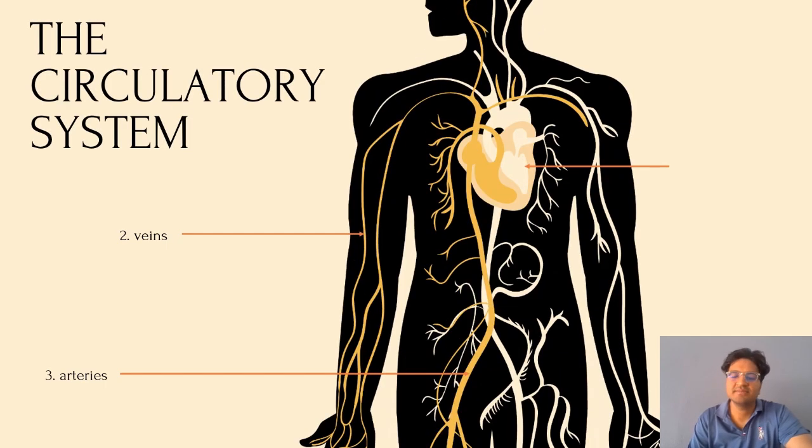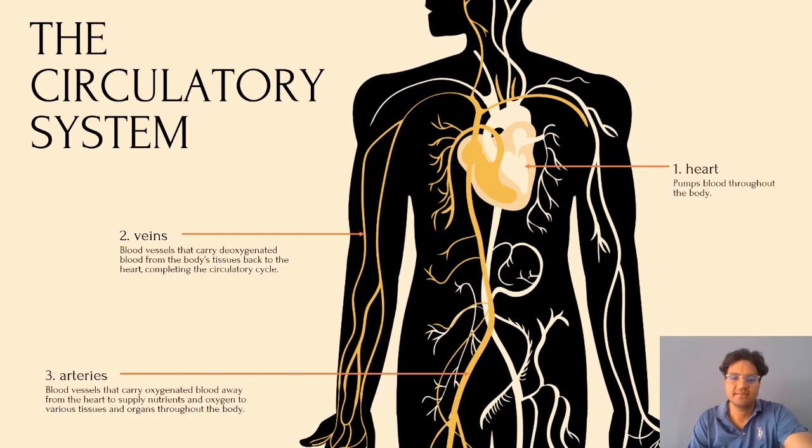In the circulatory system, as you see here, for example, we have the heart, which pumps purified blood over our whole body. Second, we have veins, which carry deoxygenated blood back to the heart. And arteries carry oxygenated blood to all our body organs.